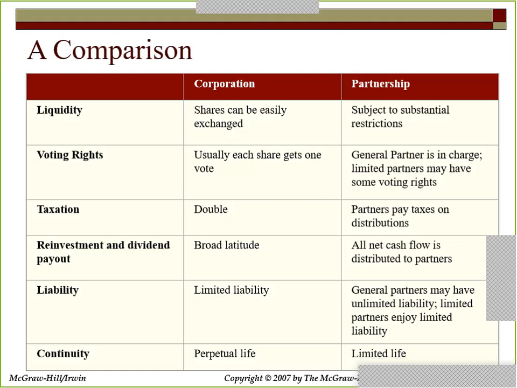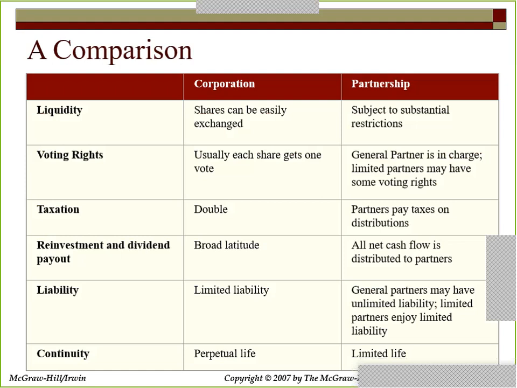So let's compare this. Corporation, the shares can be easily exchanged. They're publicly traded, very liquid. You've got voting rights. Each share generally gets 1 vote. Not always the case. Tootsie Roll, there's 2 different classes of stock, and the people that started the company basically have the lion's share of the voting rights.